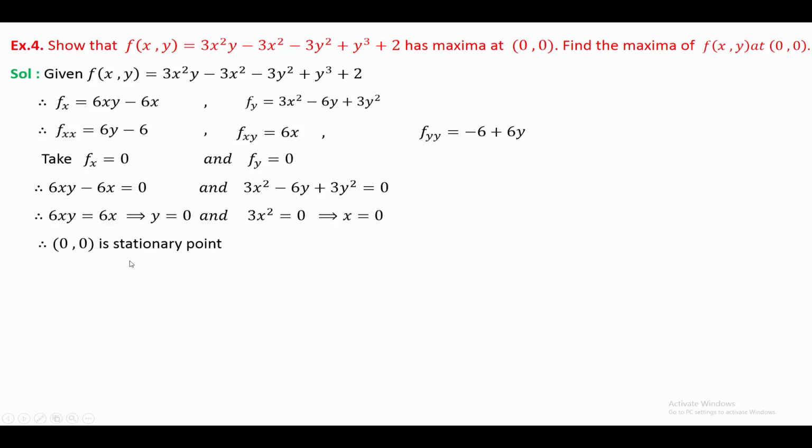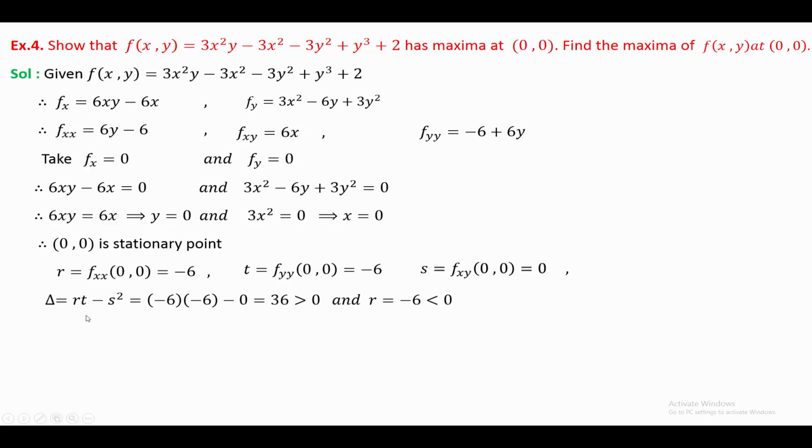Now at that point find the value of r, s, t and delta. R equal to f double x at (0, 0). We know f double x is 6y minus 6, y is 0, so this is equal to -6 only. Now t equal to f double y at (0, 0). We know f double y is -6 plus 6y, put y is 0, so this becomes -6. Now s equal to f of xy at (0, 0). We know f of xy is 6x, put x is 0, so this is equal to 0.